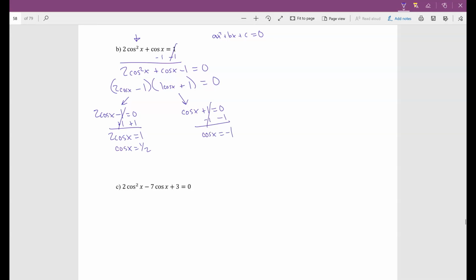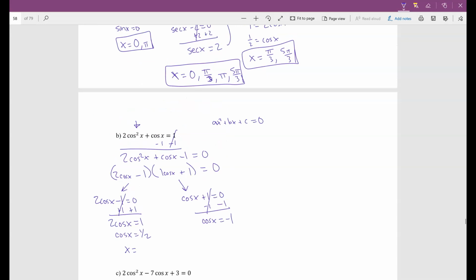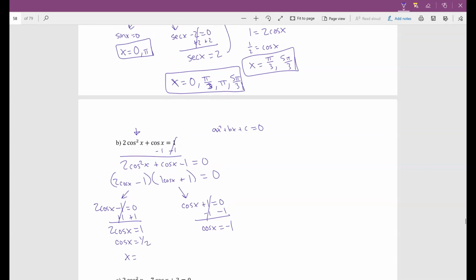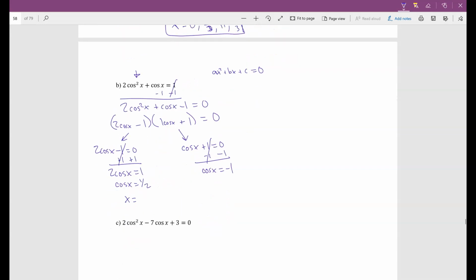Now what we want to do is figure out where exactly all the values are where cosine of x equals 1/2. I think we solved that just now. That was pi over 3 and 5 pi over 3. So that was my answer. This one, we didn't solve yet: cosine of x equals -1.